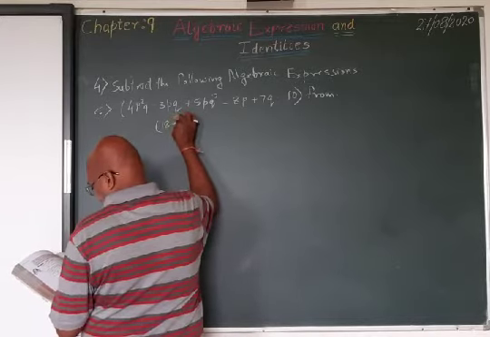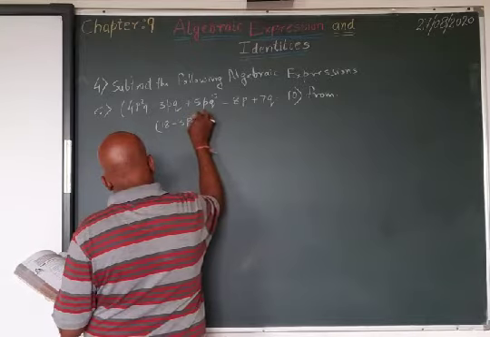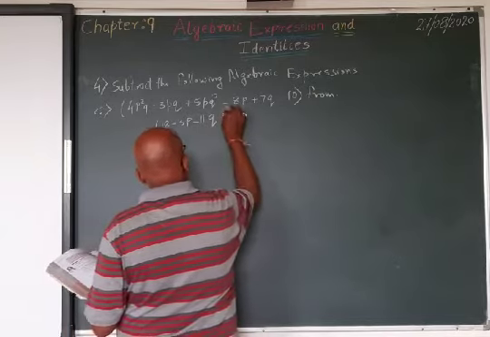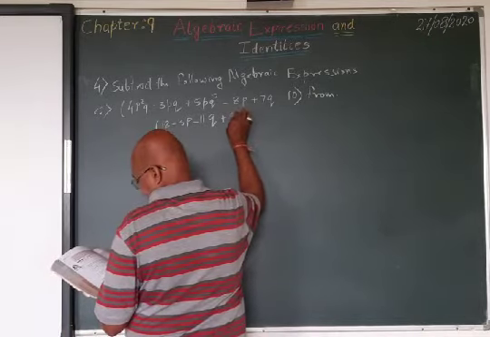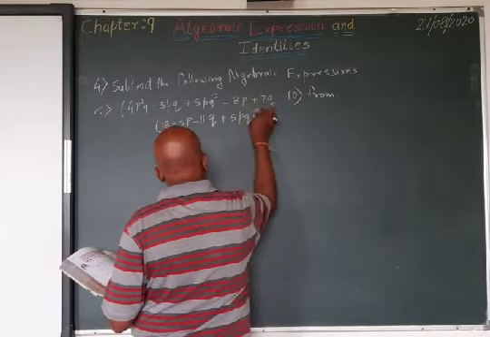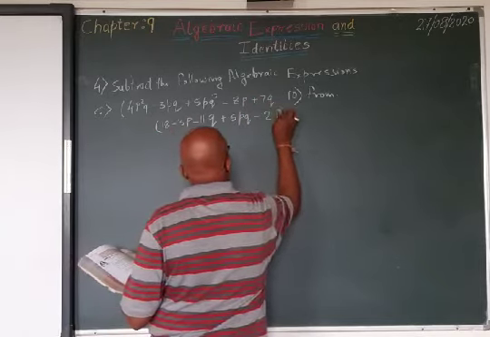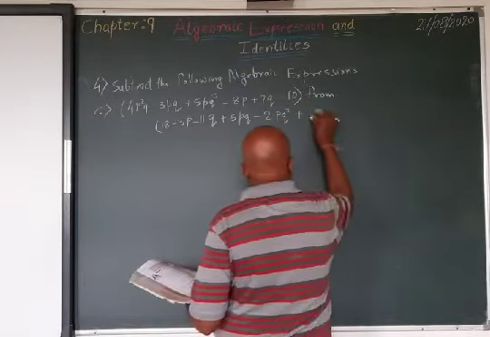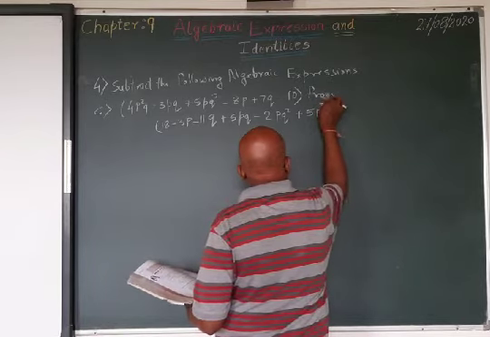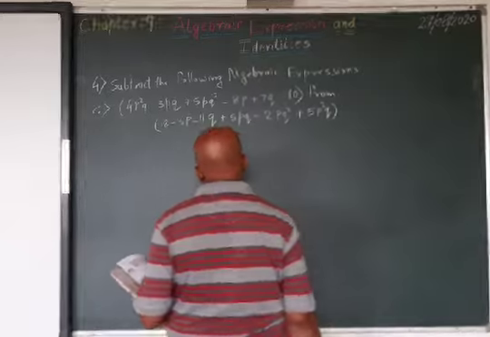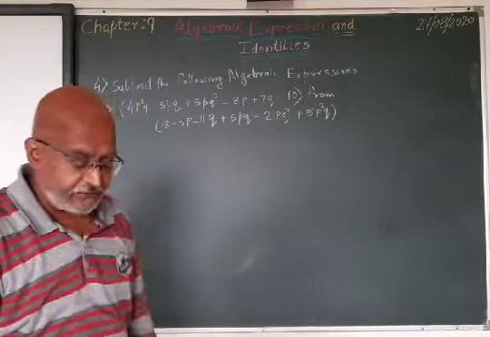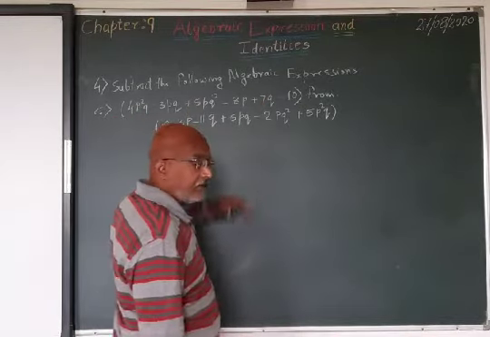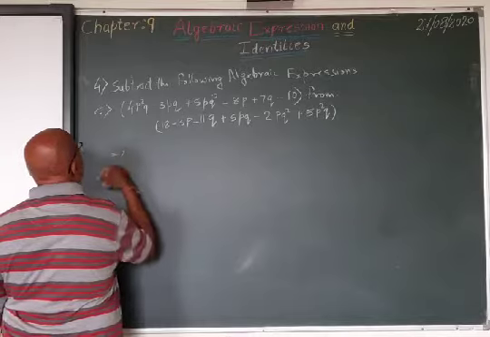The second expression is 18 minus 3p minus 11q plus 5pq minus 2pq square plus 5p square. Now I have to subtract the first from the second. When it is these from these, it means these minus that. So my answer starts here.